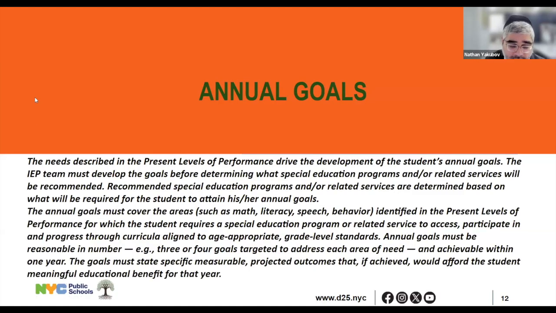The next section that you would see in the IEP is the annual goals. The needs described in the present level of performance drive the development of the student's annual goals. So whatever we wrote down in the first part of the IEP, that's now going to be used to develop the goals. Because we identified the need in the first section, now we're going to develop goals.